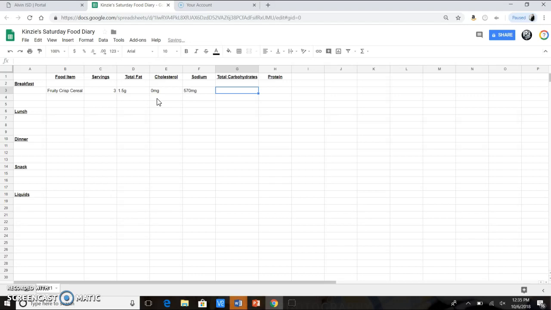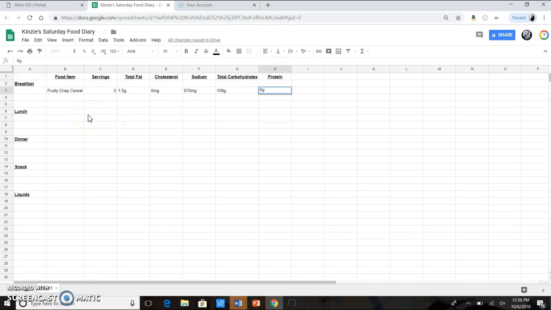I'm going to go over to total carbohydrates. Okay? On this one, it says 36 grams is the single serving. But again, remember, I had 3 servings, so we do 36 times 3. That's going to give me 108 grams of carbohydrates that I had in my breakfast cereal. Okay? Protein. I scroll over, and protein has 2 grams, again, multiplied by 3. That gives me 6 grams. So, just in my cereal alone, I had all of this information.